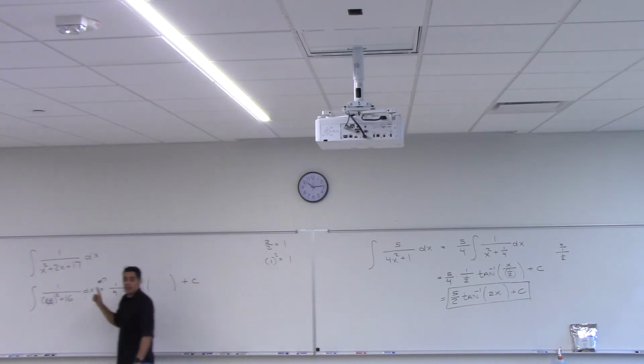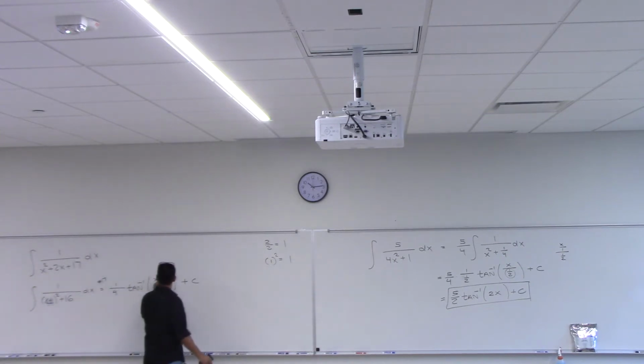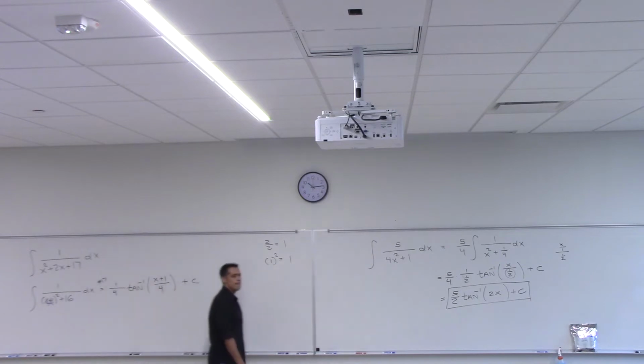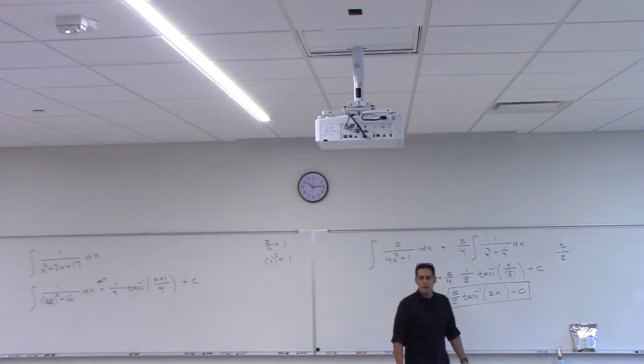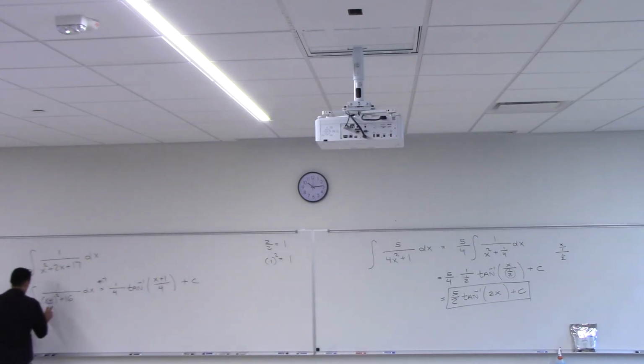The formula says u over a, right? What's u for us? x plus 1. It's the whole thing, right? This whole thing. So this is x plus 1 over 4. That only works because this is linear in here, right? What I'm not showing is that you could, if you wanted to, do a basic u sub. And if you do that, this whole problem becomes the integral of 1 over u squared plus 16 du.